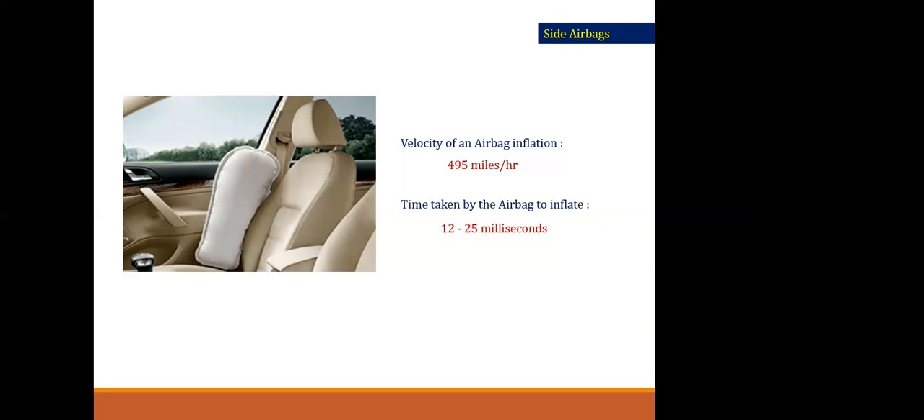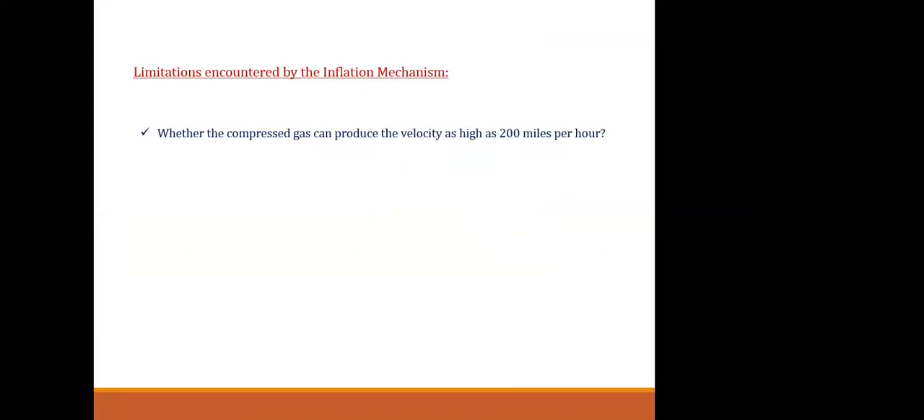the three questions which are put in front of the compressed gas canister now. Right? So what are the three questions? The first one, whether the compressed gas can produce a velocity as high as 200 miles per hour. The high-pressure gas kept inside a compressed cylinder can produce some good velocity, no doubt in this. But not as high as 200 miles per hour. It may be achieved with some modern techniques today, but please remember, in the 1950s, this was not at all possible.